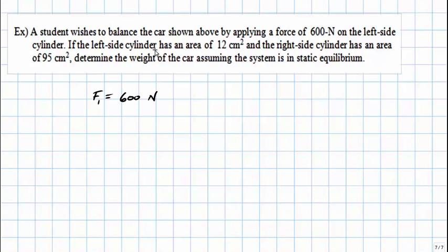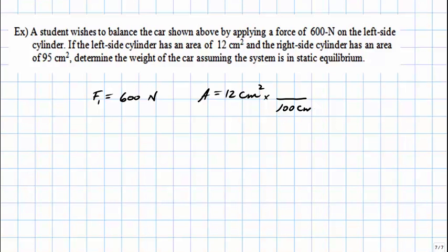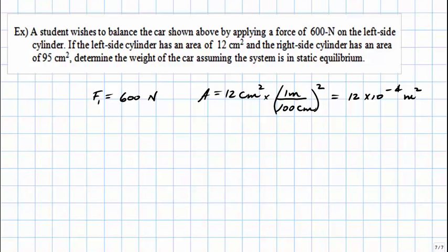The area of the left side cylinder is given as 12 centimeters squared, and that needs to be converted. Of course, 100 centimeters equals 1 meter, and we will square that conversion factor. Therefore, the area equals 12 times 10 to the minus 4th square meters, and this is the left-hand area, which equals A1.